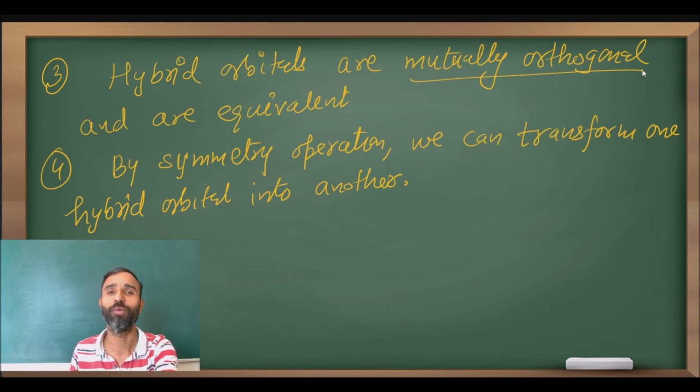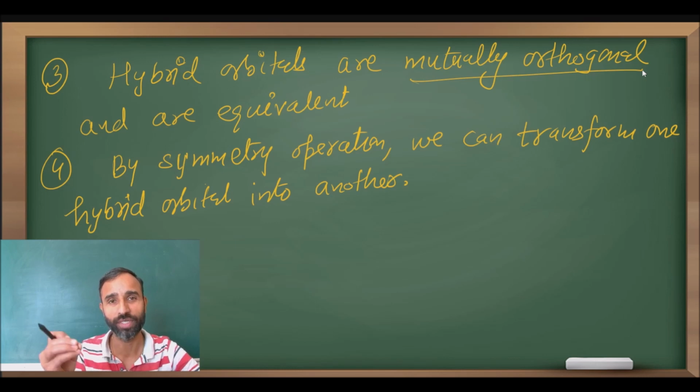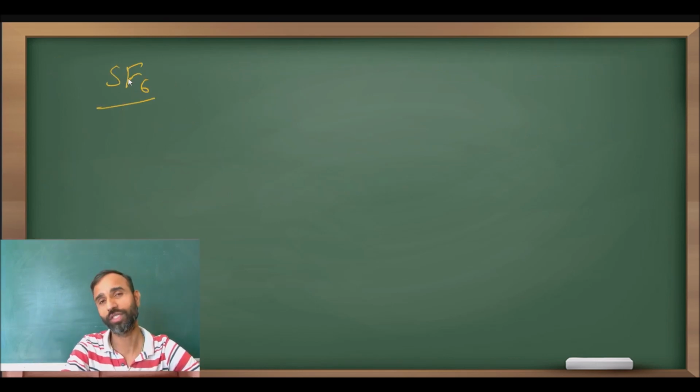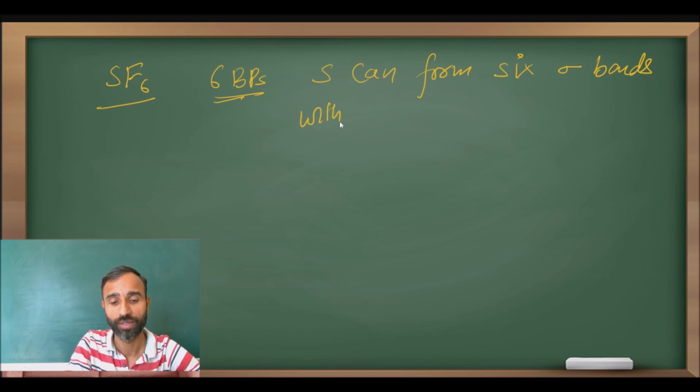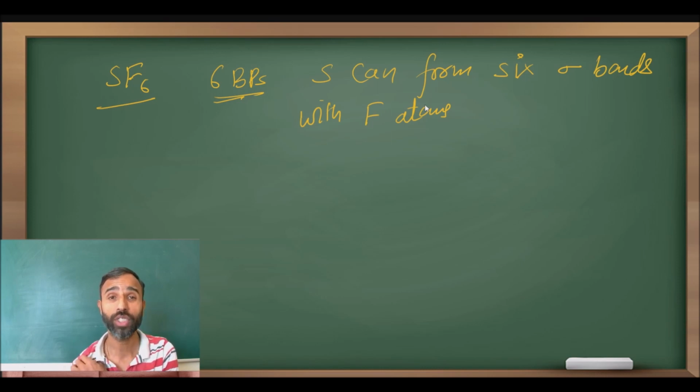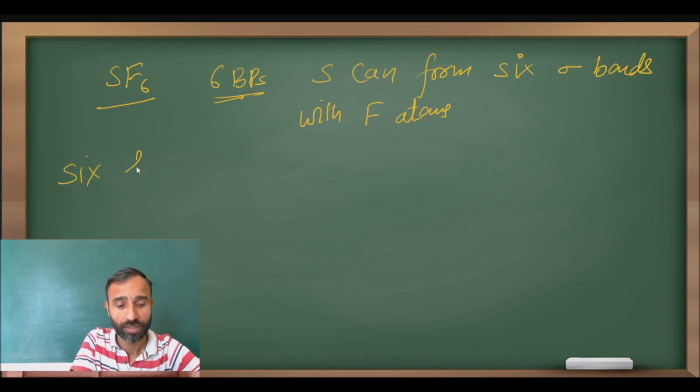Now come to the main question, the hybrid orbitals of SF6. Look at this molecule. There are 6 bond pairs, which means sulfur can form 6 sigma bonds with fluorine atoms. That means sulfur should have 6 hybrid orbitals.